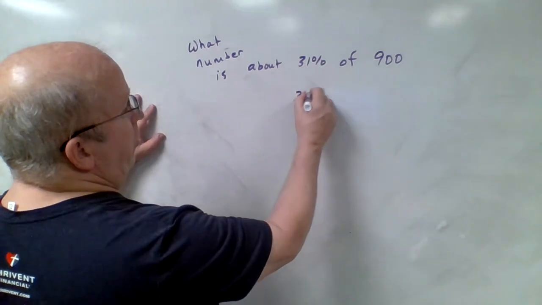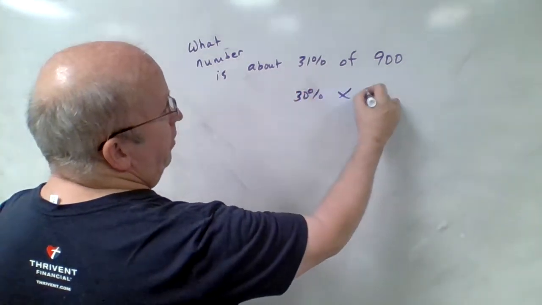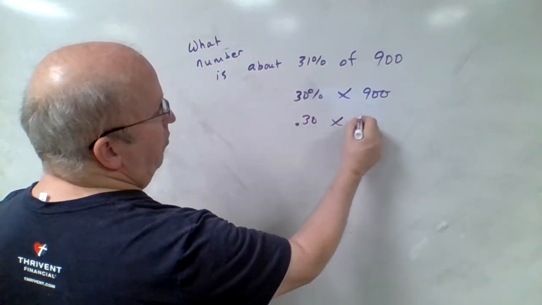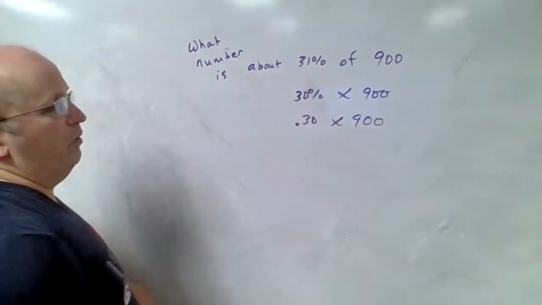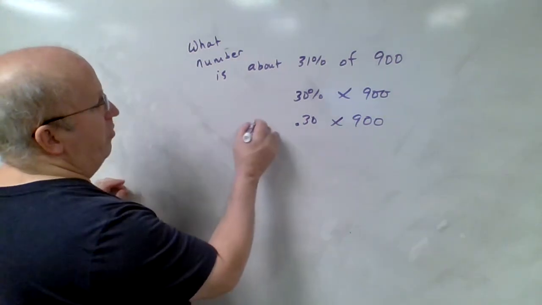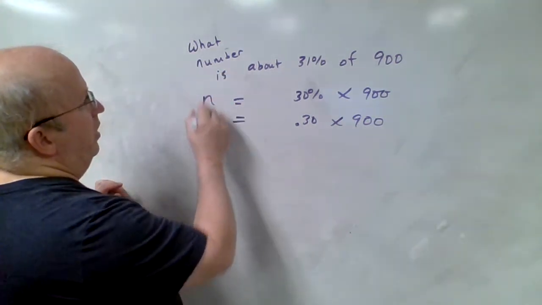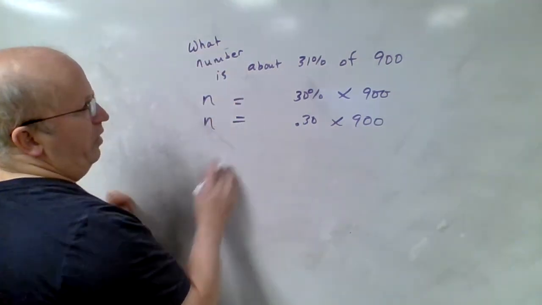I would change this to 30% times 900. Remember, change this to a decimal number before you multiply these two together, and that should give you your answer. Because remember, the word is our equal sign, and what number is our variable.